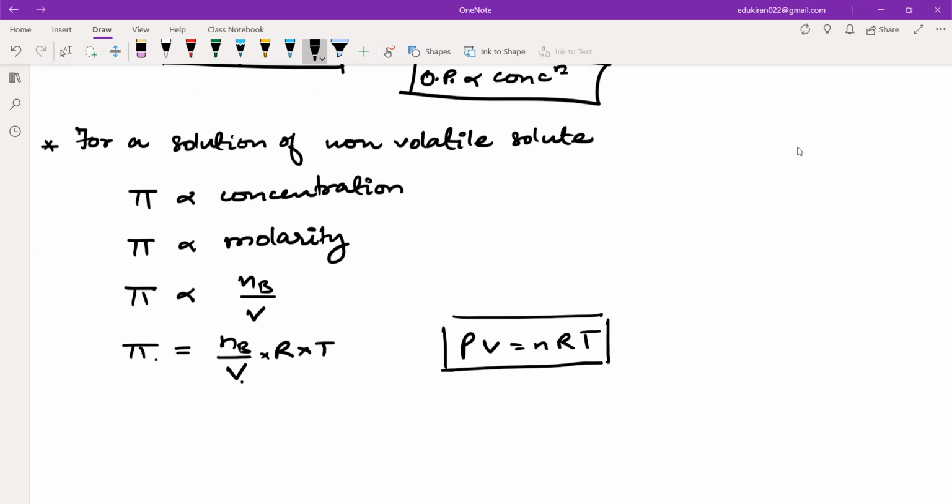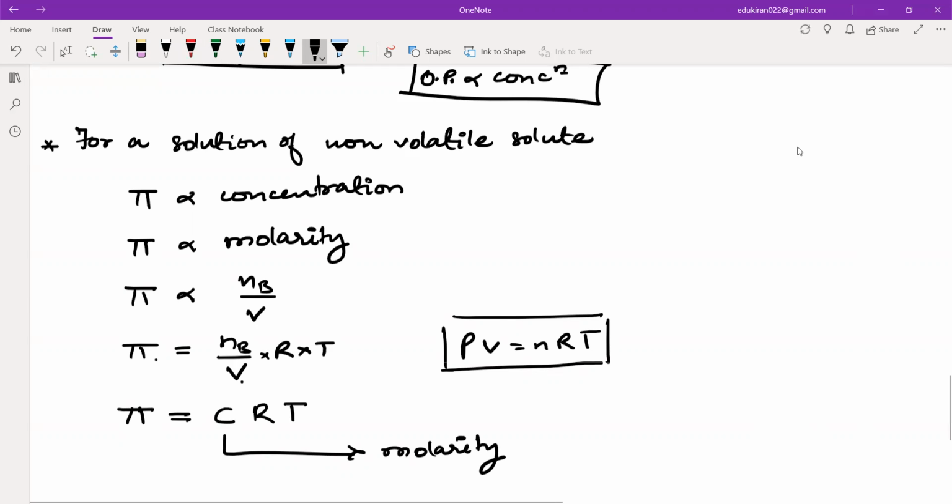Also, because we are dealing with vapor pressure due to gases, you get a similar equation here. So we can write pi is equal to CRT. What is C here? C is the molarity. Pi is the osmotic pressure. Please write this down. Let me know when you are done.